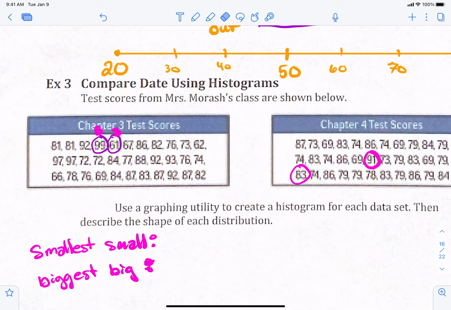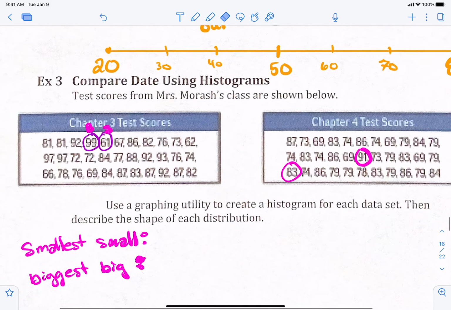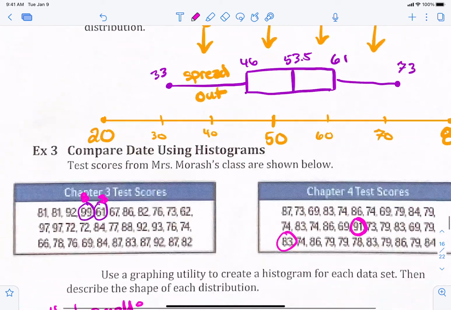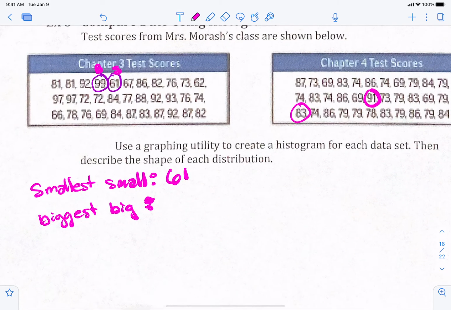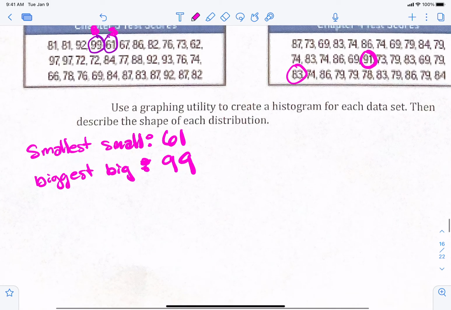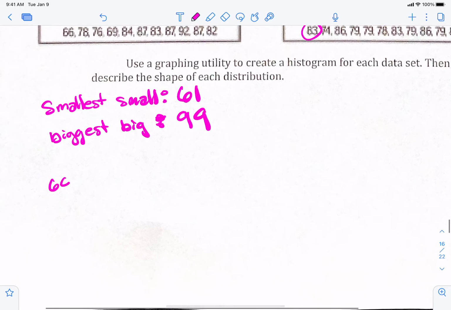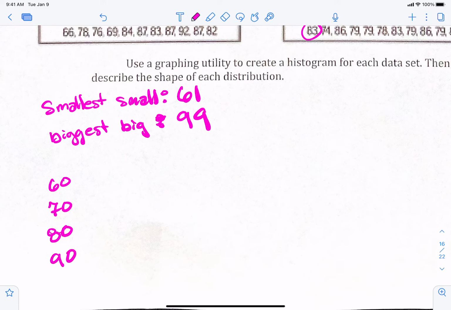Okay? Now, things that you want to look at when you're comparing both tables at one shot. What is the smallest small? 61. 61 is the smallest small value. What's the biggest big value? 99. So 61 to 99 is the biggest chunk that we have, okay? We have to figure out what classes we want to use and how we want to go about doing that. We could do 60s, 70s, 80s, and 90s, but that would only give me 4 towers, and that might not give me a very good representation.